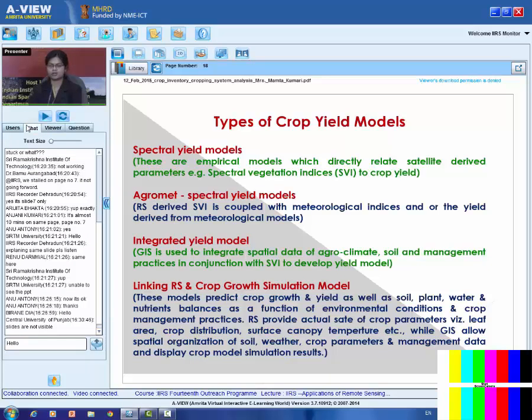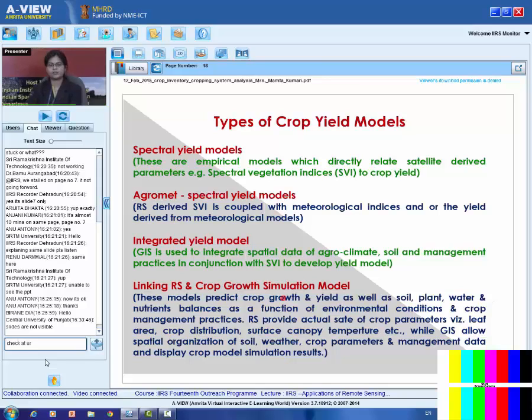Those empirical models are developed for particular area, and it is specific for particular area. We can't apply one model developed for one area to the other area. Like various types of models are spectral yield models, agromet spectral yield models, integrated yield models, or some model which is linked with the CGMS, that is crop growth simulation model, with the GIS.